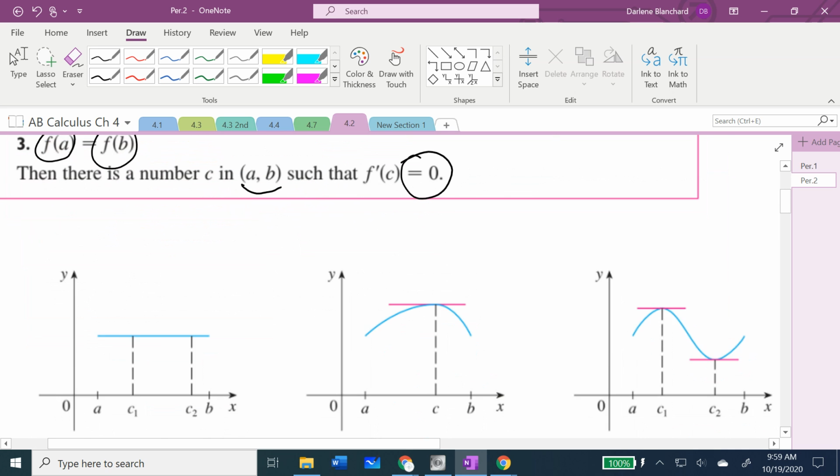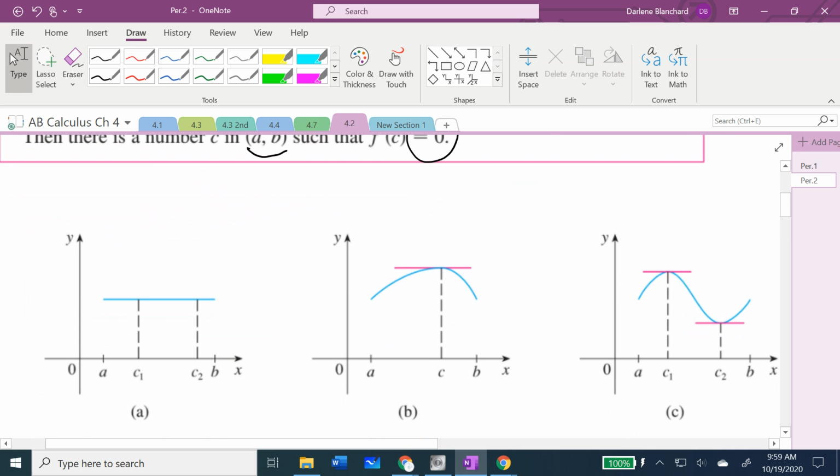And then we have these pictures to show that it could be that every point in between a and b is the zero slope. It could happen just once. It could happen more than once. But you are guaranteed that it will happen at least once if you are working with something that is differentiable between the endpoints.